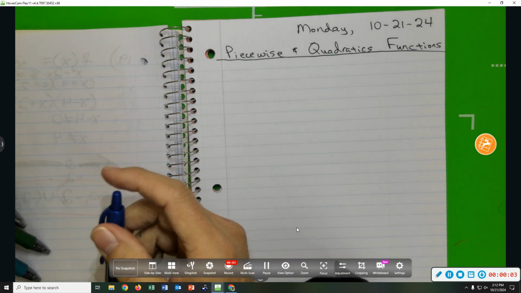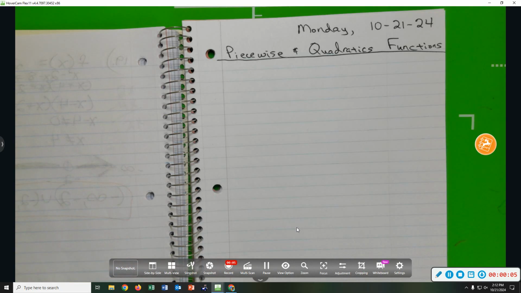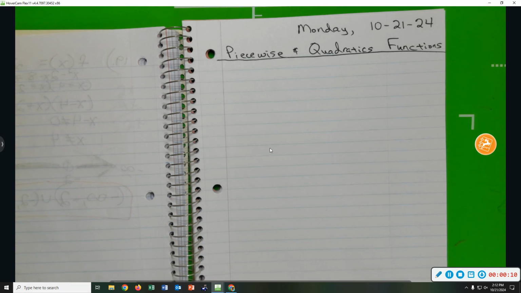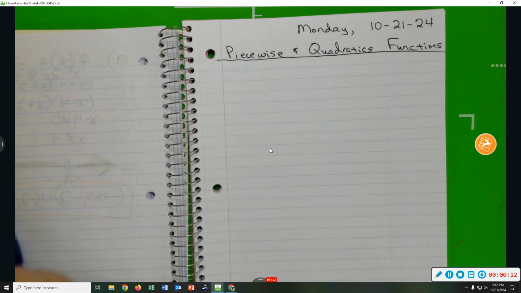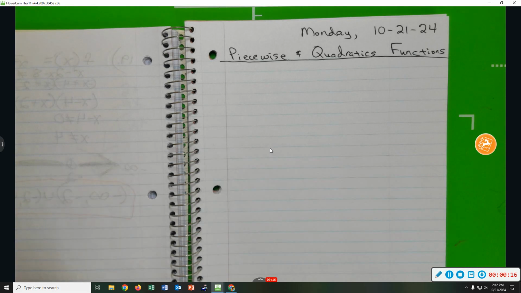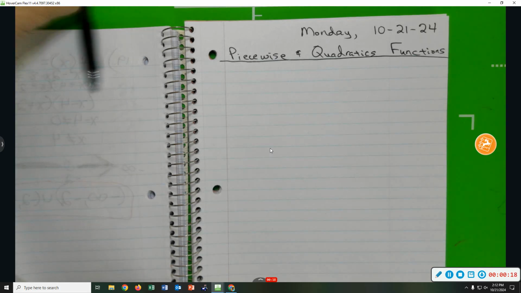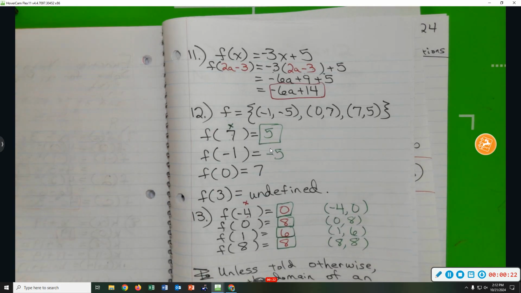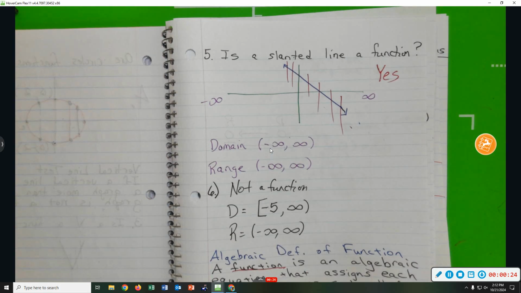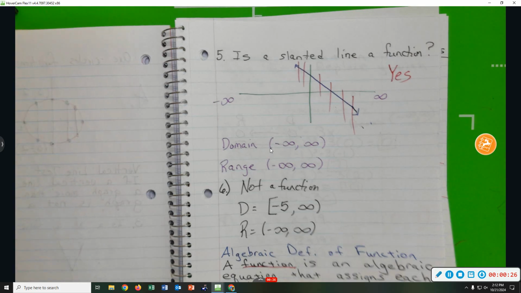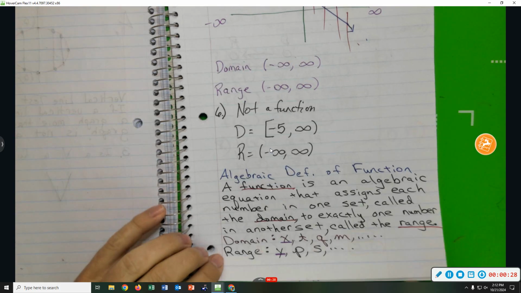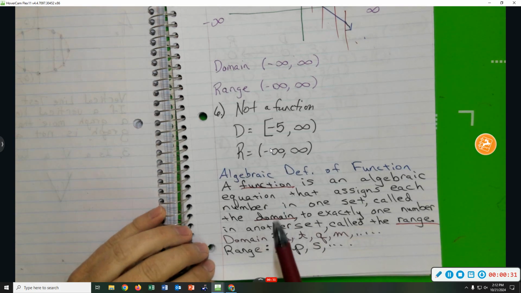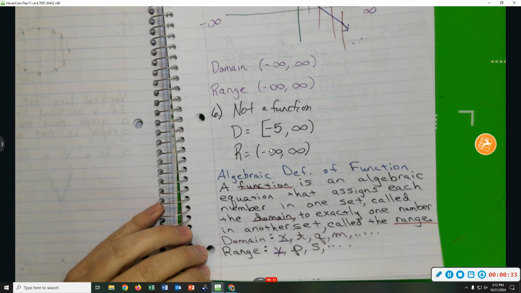Well, good afternoon, class. Today we're looking at piecewise and quadratic functions. We're going to look at piecewise functions first. We defined functions the last time, so we're continuing that discussion. Y'all remember we said that for a function, for every x value, there can be only one y value. So keep that in mind. For every x, there's one and only one y.